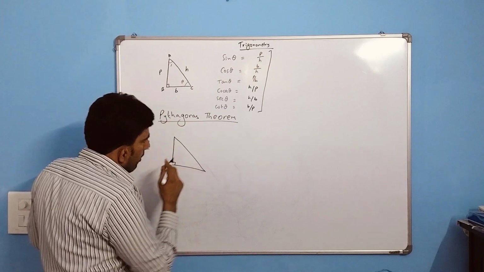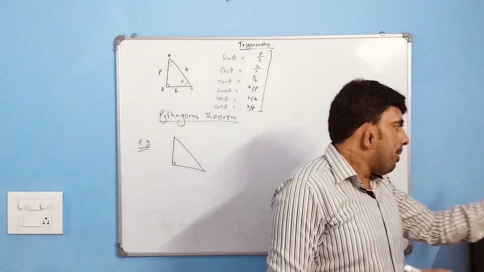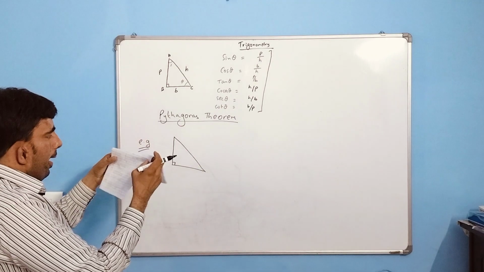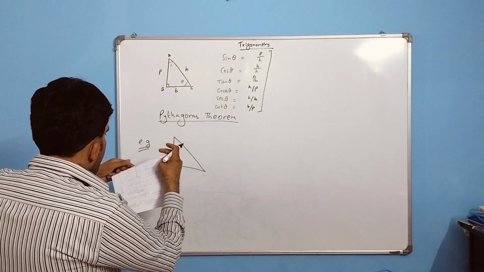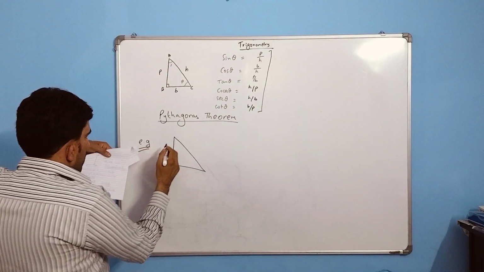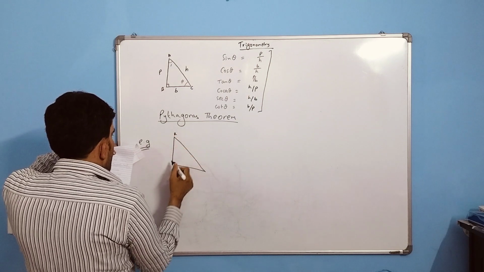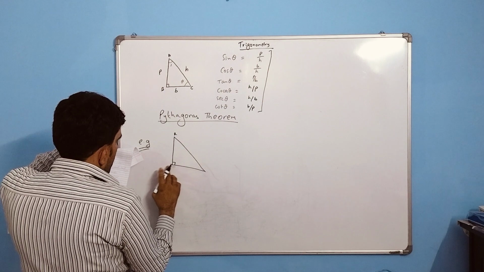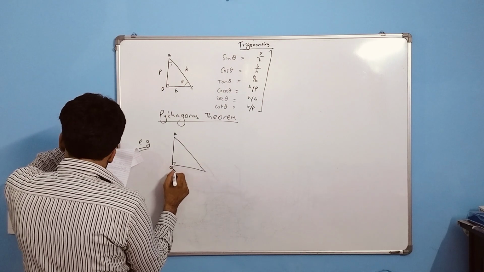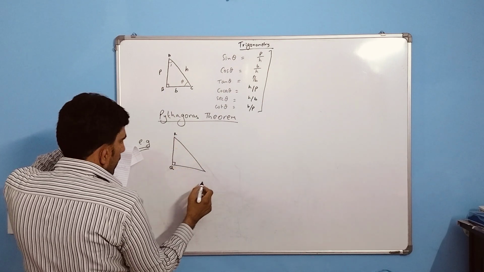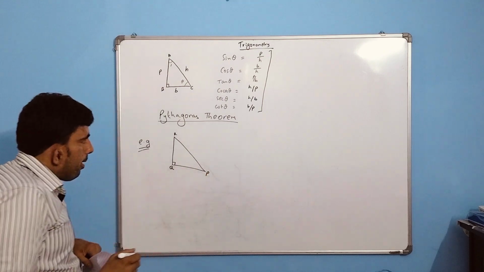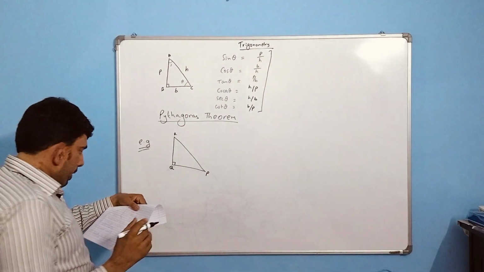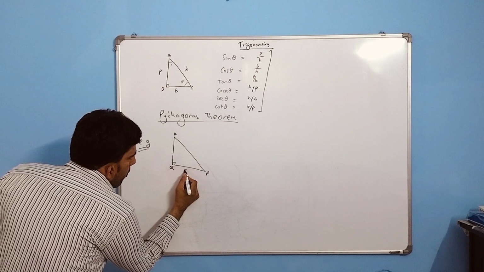That is given. Now, what they have given in that question: this is a right triangle, with vertices P, Q and R. This side, PQ, is given as 5 cm.